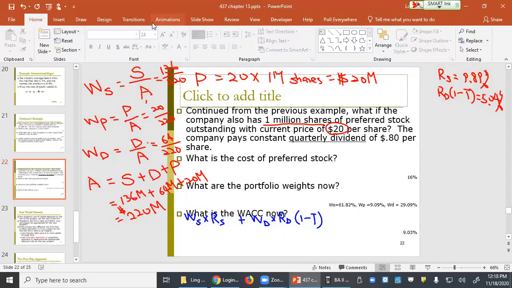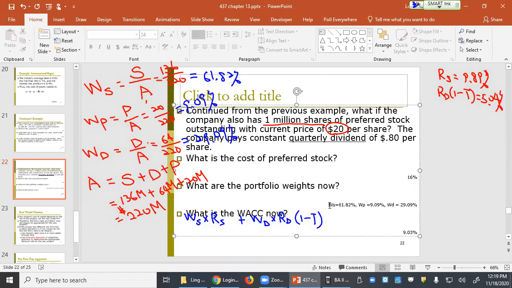So after plugging in the numbers to our calculator, we should end up with, let me erase this so I can have space. Okay, we should end up with capital structure weight of equity that is equal to 61.82%. Capital structure weight for preferred stock should be here 9.09%. Capital structure weight of debt, 64 divided by 220, it should give us the 29.09%. Okay, so those are the capital structure weights.